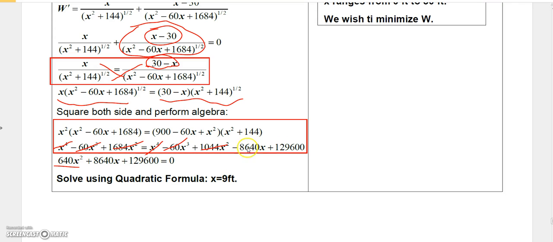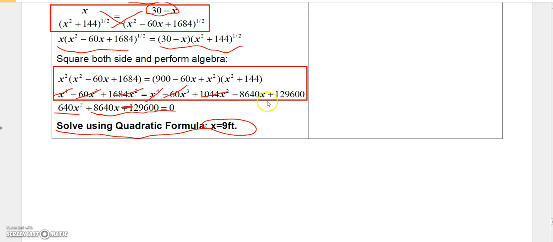And then just move these two terms across the equal sign and you get that. I think I may have a typo here. That should be minus if that's a plus. Okay, so anyway, then you can solve this using the quadratic formula, and you get x equals 9 feet. I was just double checking this to make sure that I had this sign right. That came from 900 times 144, so that definitely would be a positive, and then when you move it across the sign it becomes minus here, so that should be a minus.